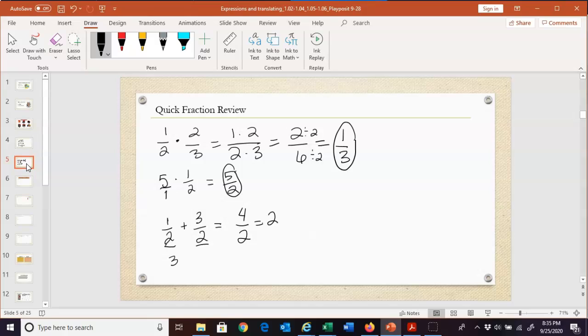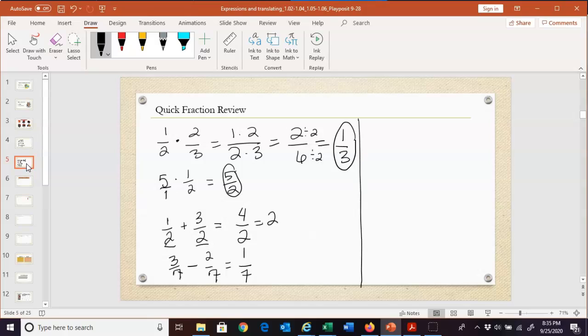Another example might be 3/7 minus 2/7. So because the denominators already match, they're both 7s, we can go ahead and just subtract the numerators. 3 minus 2 is 1. Put it over 7.